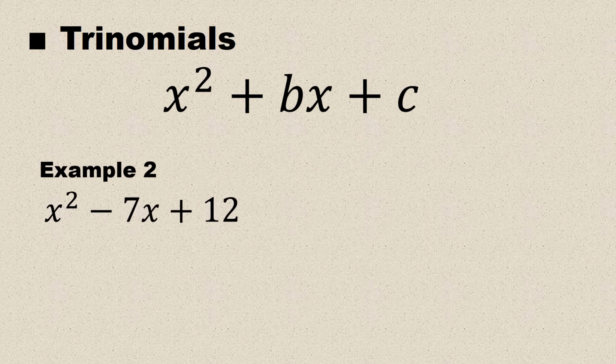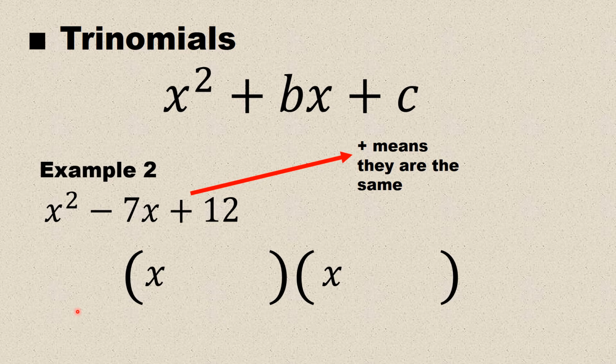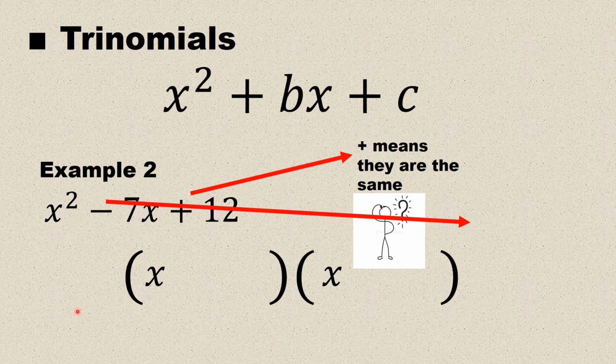Okay, so we're going to set up our brackets, and we always put the x's in first. We look at the second sign because we're looking for the signs. They are the same. What are they the same of? They are both negatives. Do you see that? Okay, so you're going to look at your second sign. Plus means they are the same. But what are they the same of? They are both negatives. Okay, and you put them in. There, your signs are correct.